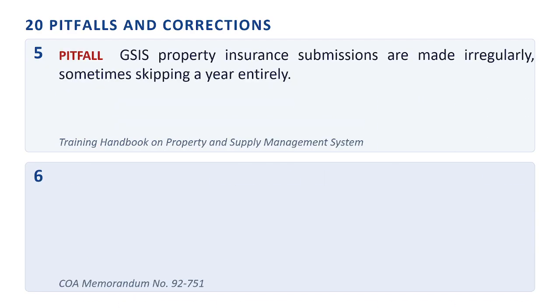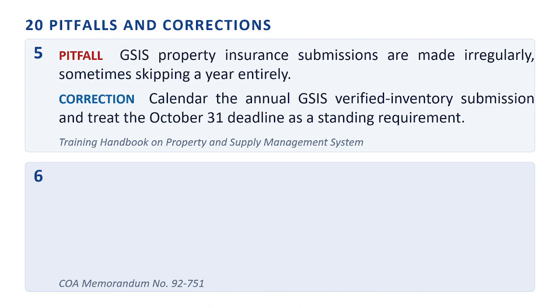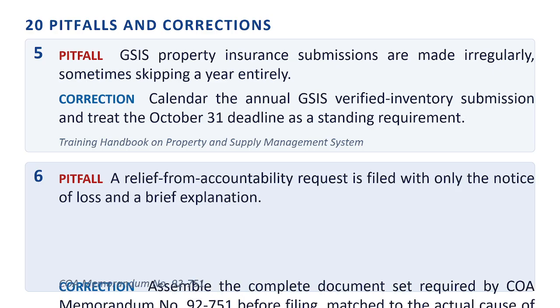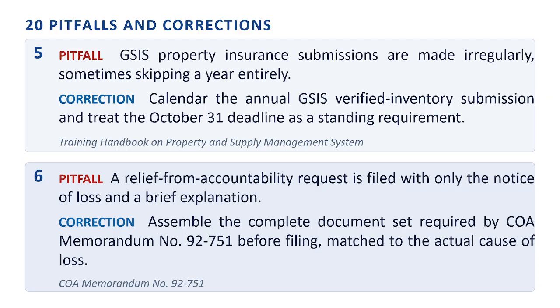20 pitfalls and corrections. Number 5. Pitfall: GSI's property insurance submissions are made irregularly, sometimes skipping a year entirely. Correction: calendar the annual GSI's verified inventory submission and treat the October 31st deadline as a standing requirement. Number 6. Pitfall: a relief from accountability request is filed with only the notice of loss and a brief explanation. Correction: assemble the complete document set required by Commission on Audit Memorandum number 92-751 before filing, matched to the actual cause of loss.